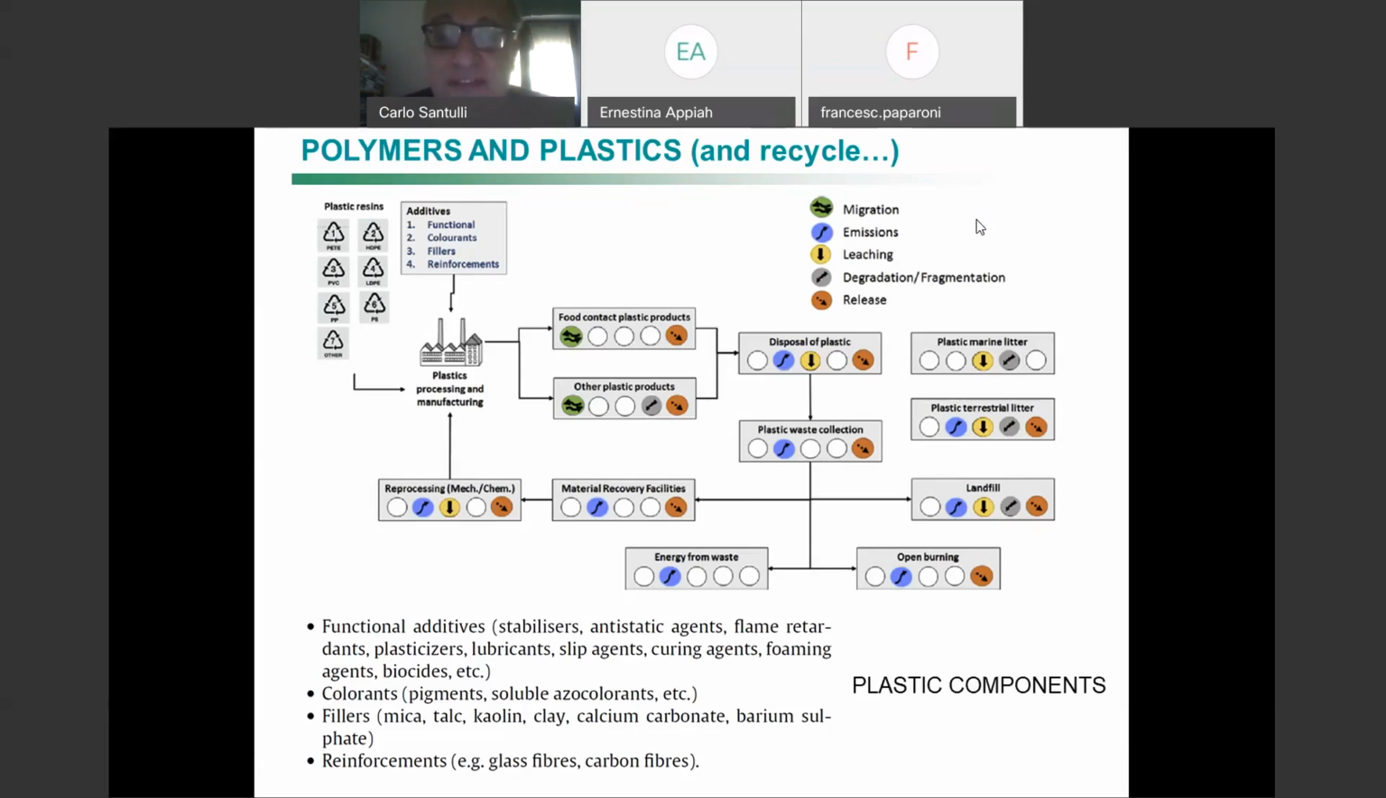We don't want landfill of plastics, of course. We might consider, for example, burning, hopefully not open burning. We would like to have some energy recovery. What is done is energy recovery.